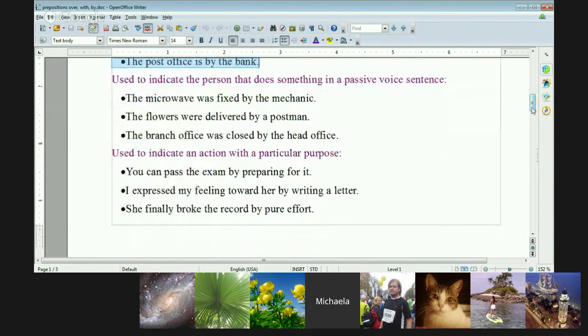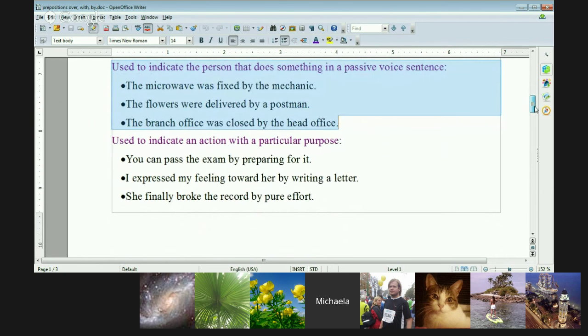Yes. Used to indicate the person that does something in a passive voice sentence. The microwave was fixed by the mechanic. The flowers were delivered by a postman. The branch office was closed by the head office. Thank you very much. And a quick pronunciation note. This word here has the stress on the second syllable, mechanic. Mechanic. Okay. Mechanic. Great. Thank you very much, Philip.